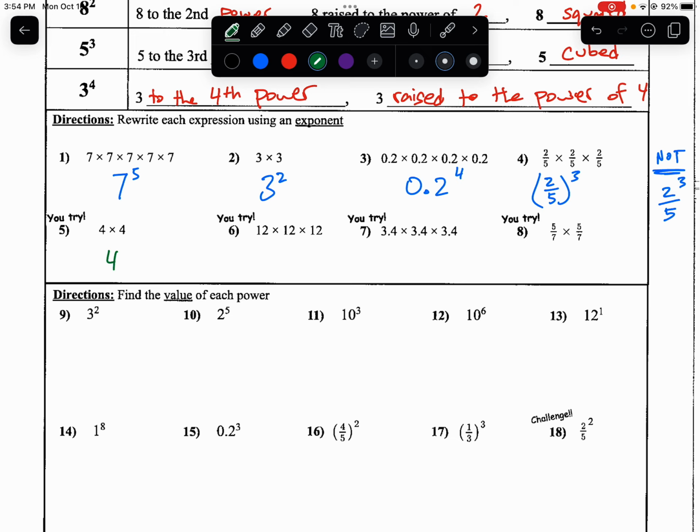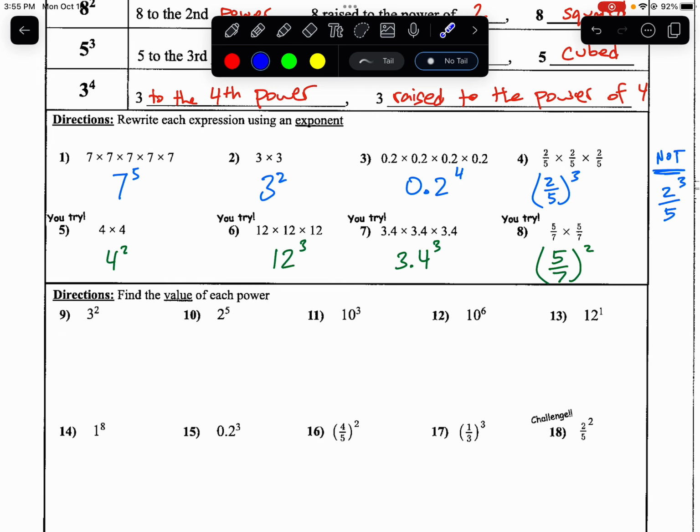4 times 4, that is just 4 to the 2nd power, or 4 squared. 12 times 12 times 12, that's 12 to the power of 3, or 12 cubed. 3.4 times 3.4 times 3.4, that is 3.4 times itself 3 times, so 3.4 cubed. And finally, 5.7 times 5.7, that is 5 over 7, and we have to put in parentheses, and we put the little 2, the square, right there. All right, let's take a look at the next example.